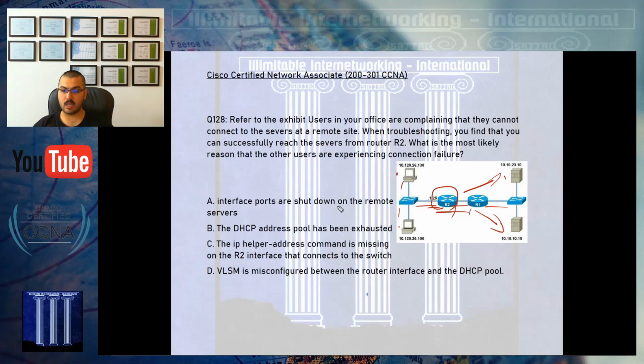A, interface ports are shut down on the remote servers. No, because R2 did reach them correctly, so no ports are down from R2 and beyond. B, the DHCP address pool has been exhausted. Do you mean that the PCs do not have IP addresses? According to the exhibit, there are IP addresses for the computers. C, the IP helper address command is missing. Since they already have IP addresses, there is no problem with IP addresses.